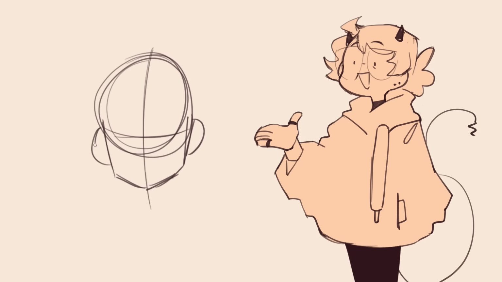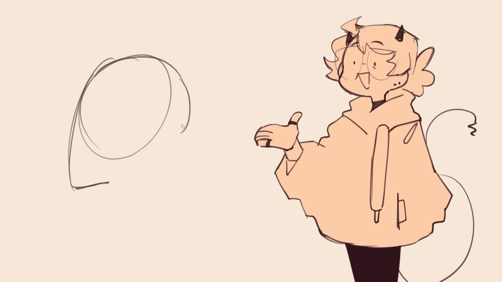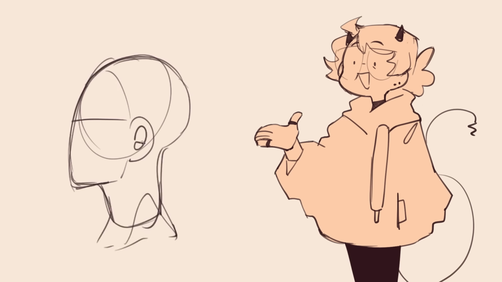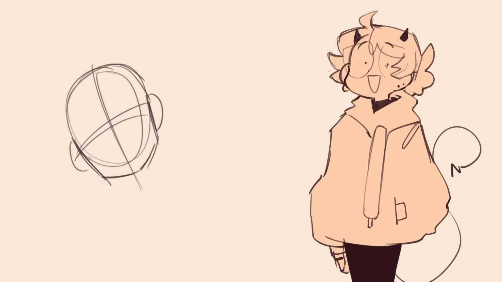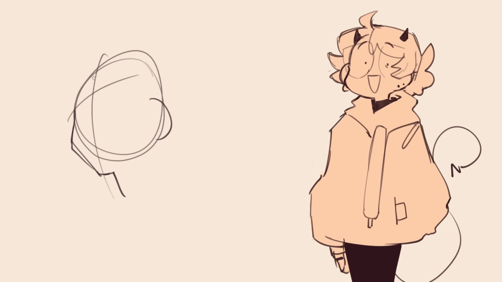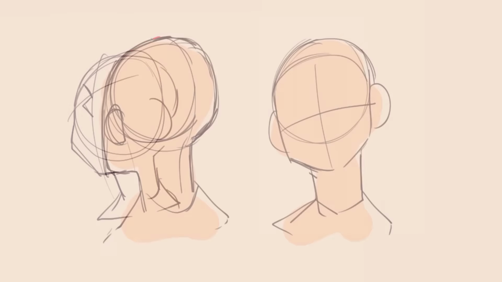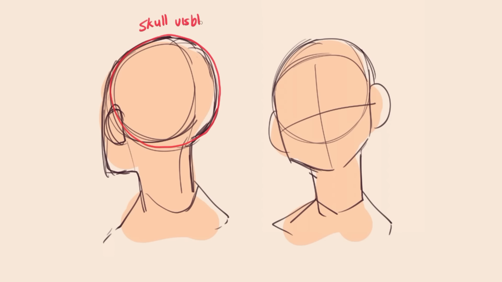Now let's talk about angles. Once you're more familiar with these shapes and how they stick together, drawing them in different angles is a lot easier. So familiarize yourself with these shapes and break down the head in your own way. Depending on the angle of the face, you'll see more of the skull or less of the mask, or more of the mask and less of the skull.